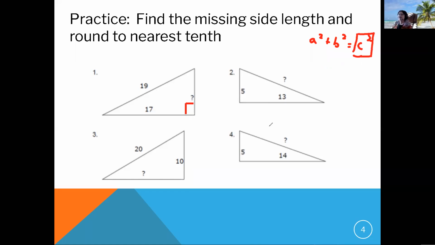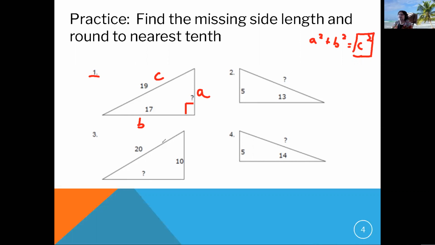So I always like figuring out which one is the C. If I'm looking at number 1 here, which one is the C? The 17, the 19, or the question mark? The 19. And it's the longest side, and it's not touching that right angle. It's not creating that right angle. So this is C. Now, A and B, it doesn't matter which one I place. I'm going to do A for the question mark. I always do A as the smallest one. I don't know why. And then B, I'll call this one B.